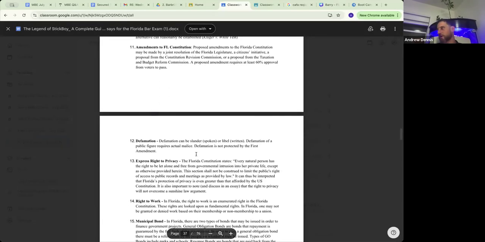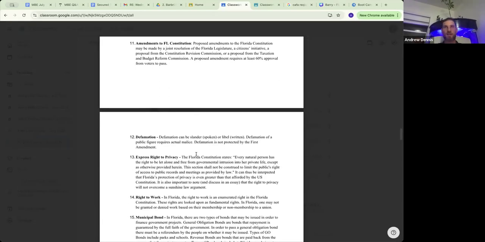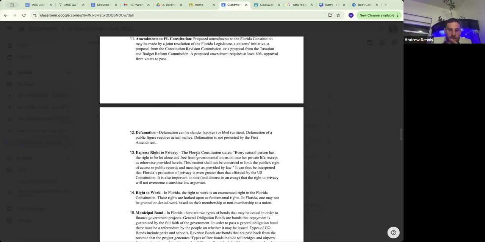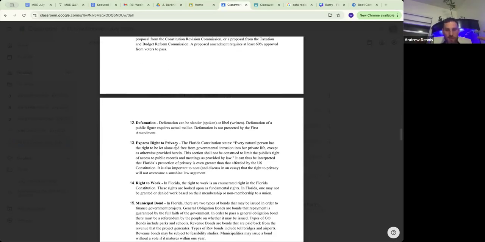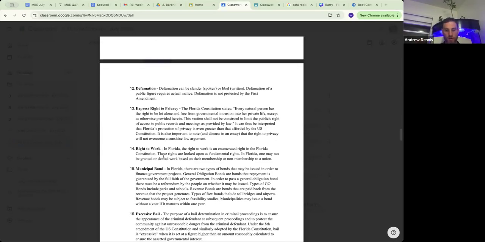Defamation can come up in con law a little bit because of the non-protected speech, right? Obscenity, hate speech, words likely to incite imminent lawless action, defamation, false or misleading commercial speech. These are all not protected. Florida has an express right to privacy, a right to work.